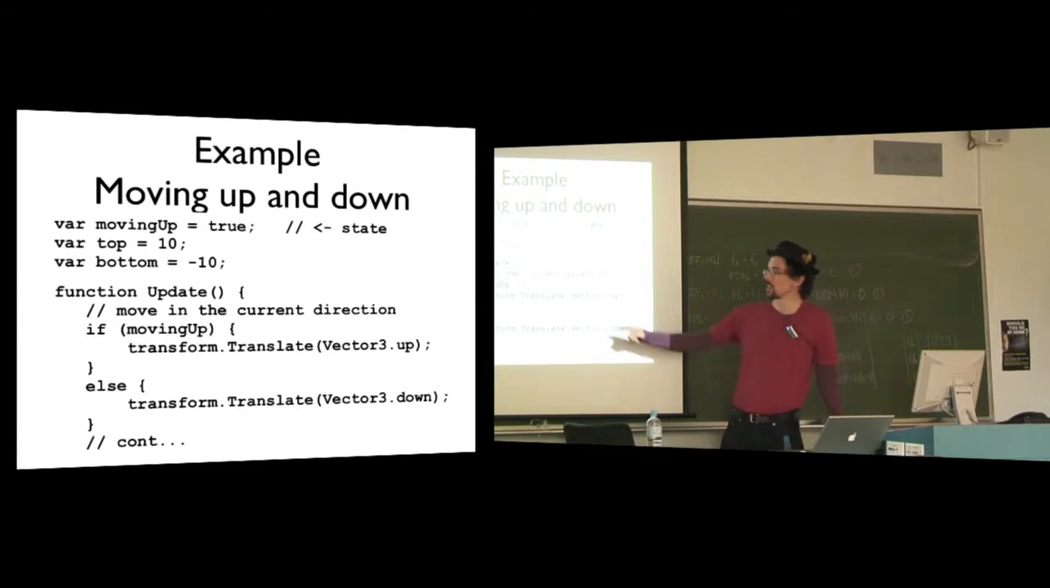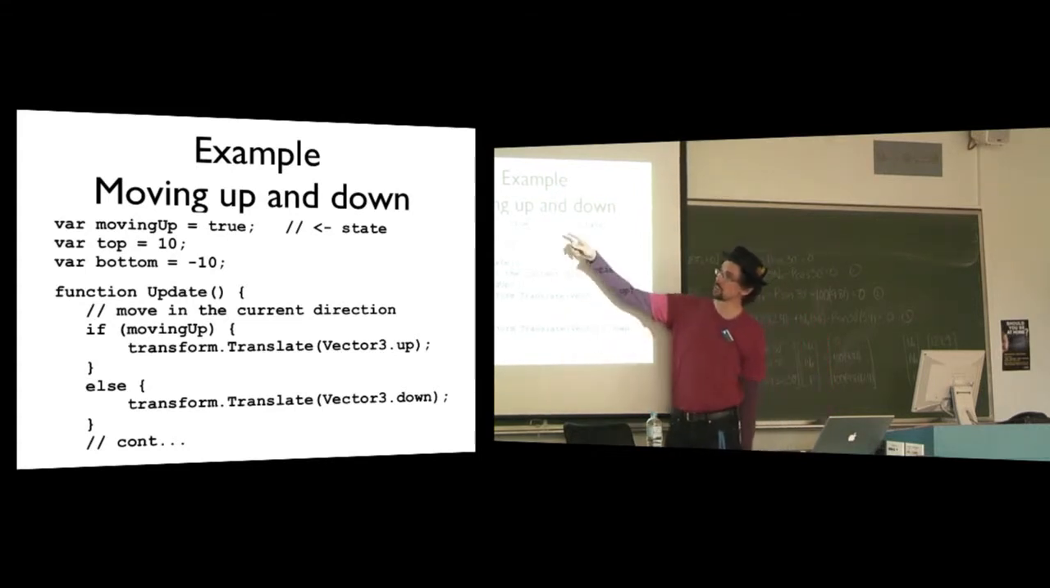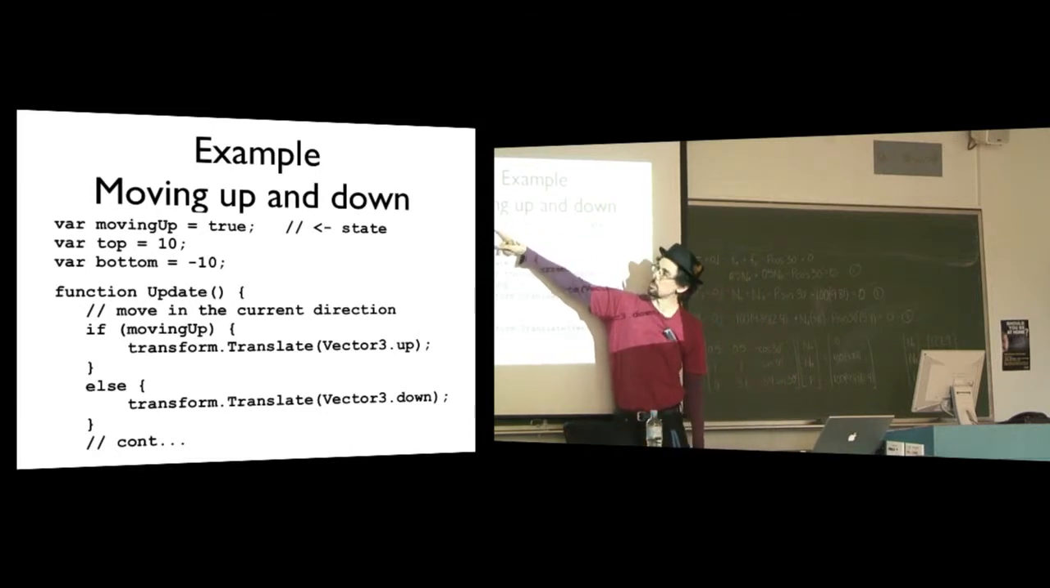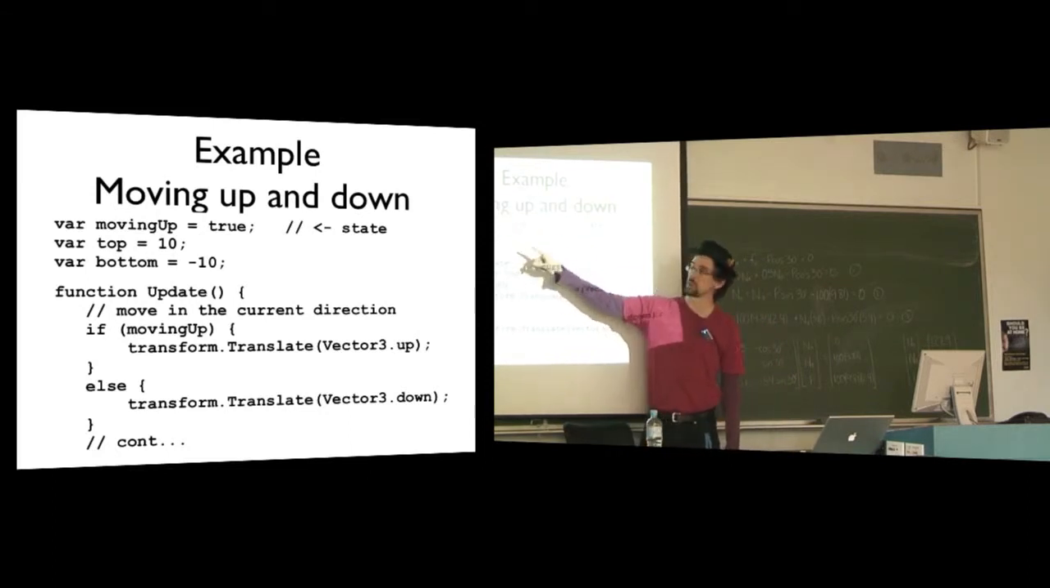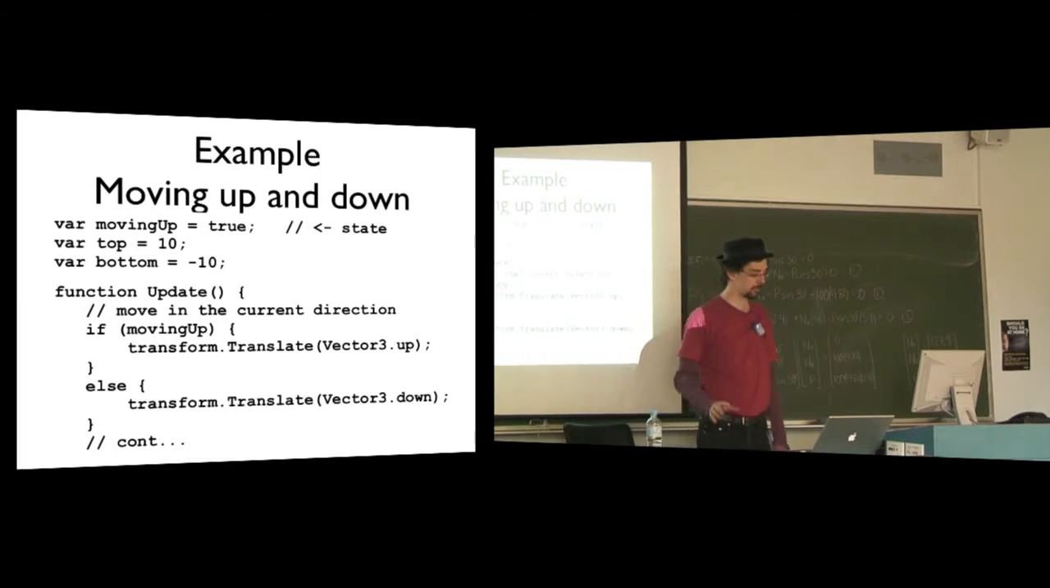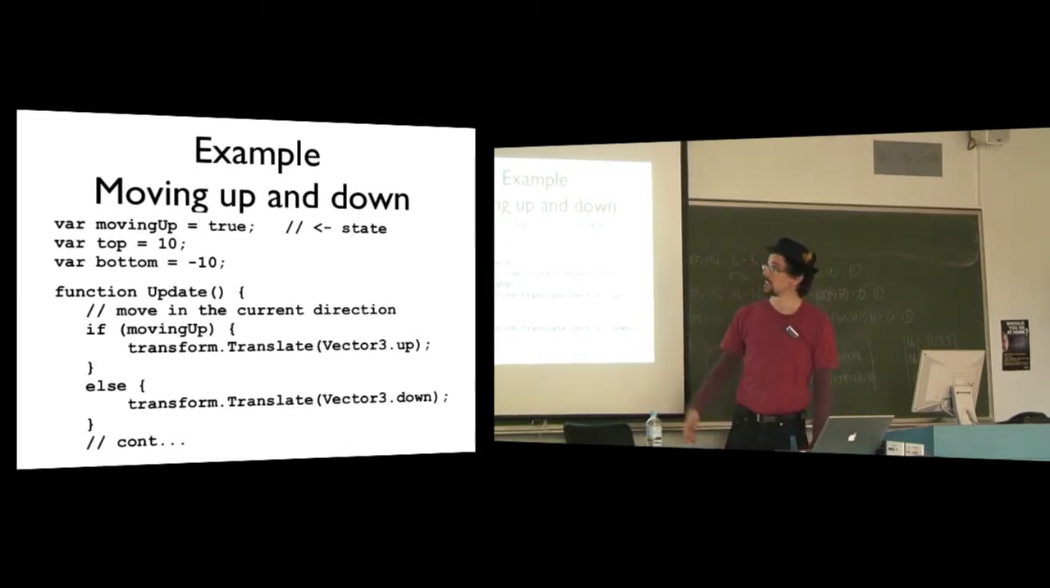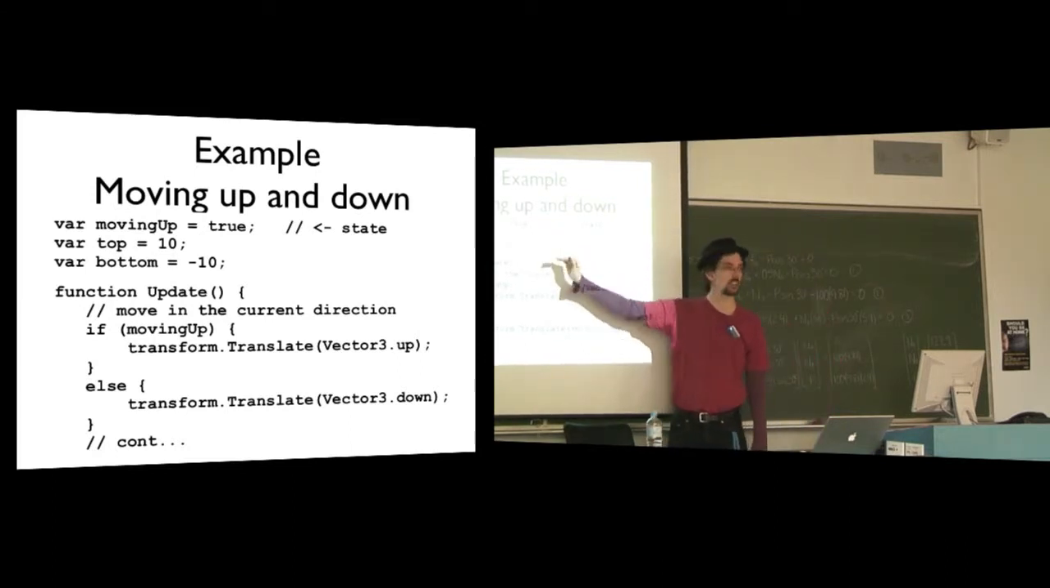We know how to make an object move up, it's just translate up, and how to make an object move down, translate down. But how to make it move up, stop, and move down again? The way to do this is to keep a variable moving up, which is our state, telling us whether we're moving up or down at the moment. Initially it's going to be true, so we start out moving up.